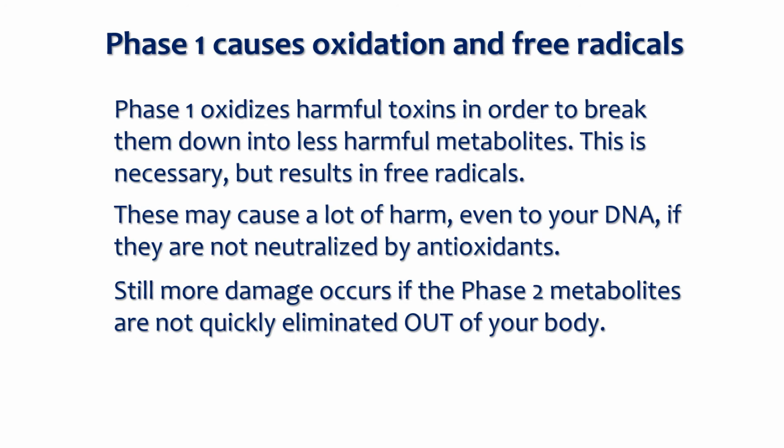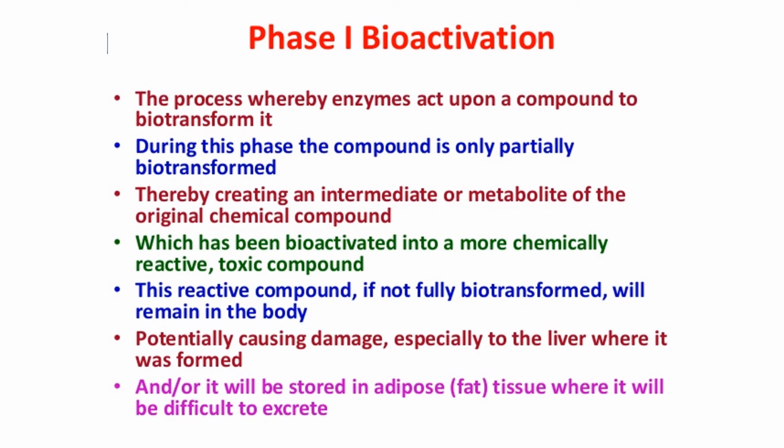Still more damage can occur if phase 2 metabolites are not quickly eliminated out of the body. So phase 1 detoxification actually creates very volatile toxic byproducts. And your body is meant to handle that every day pretty easily, as long as your body can get into phase 2 of detoxification metabolism, so that they can get removed out of your body. If you lack the nutrients to have this happen, you're actually just poisoning yourself with your own detoxification processes.